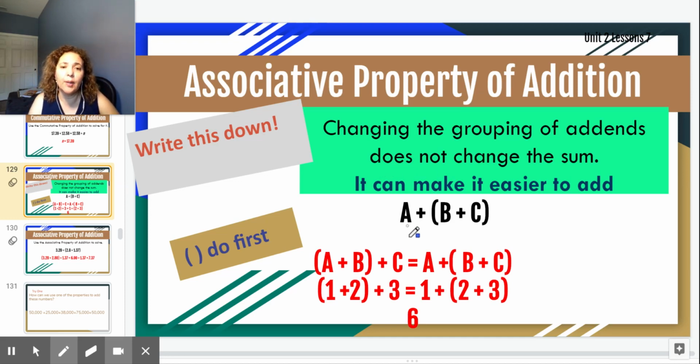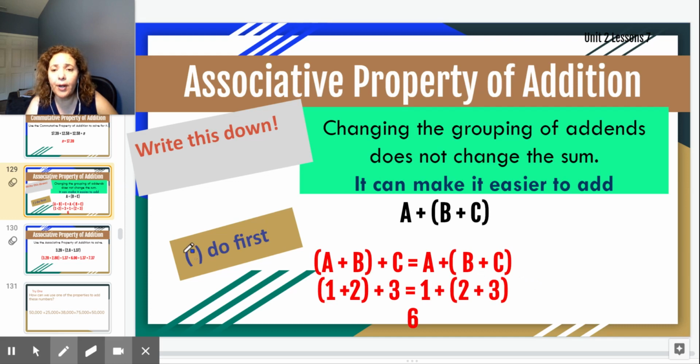So my example, my variables: a plus b plus c. I could do (a plus b) plus c, grouping them like that, or I can group them with b plus c, and it doesn't matter. Let me give you an example. If a was 1 and b was 2 and c was 3, I could group 1 plus 2 together to give me 3, and 3 plus 3 makes 6. Or I can group the 2 and the 3 together to give me 5, plus the 1 is 6. It's still going to be 6.